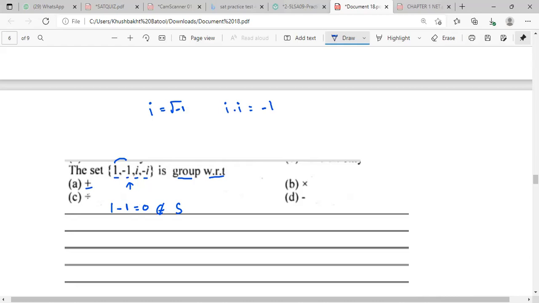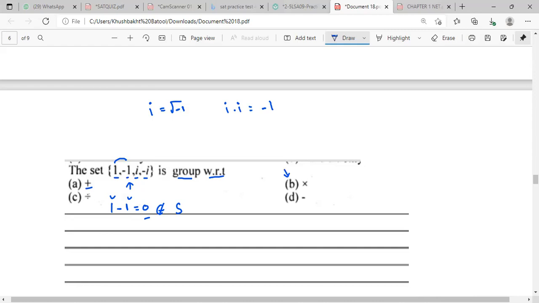When we talk about addition, if we take the sum of 2 elements, the answer should be in that set. If we take 1 and minus 1, their sum is 0. 0 does not belong to S. Closure property is not being satisfied. So this set is not a group with respect to addition. Have you understood this? Yes, ma'am.